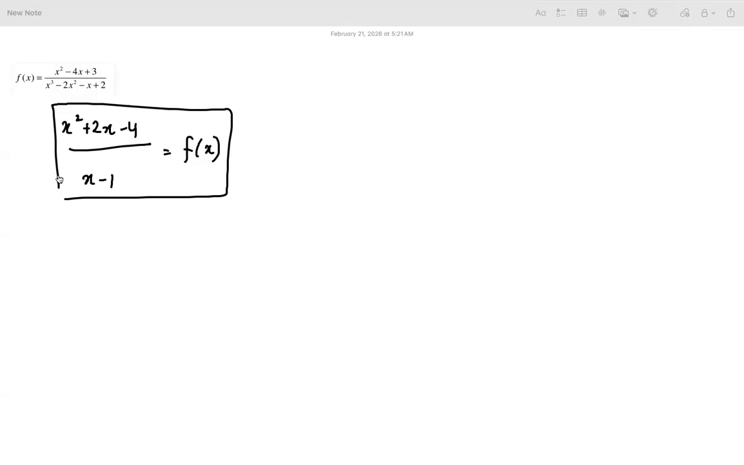Miss Priya: Yes, the numerator doesn't factor. Plus 2x minus 4, right? Did I give it to you? Plus 2x minus 4. Okay, well, I have to use the quadratic formula.